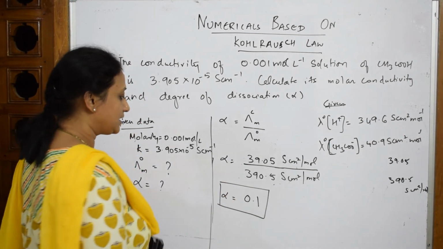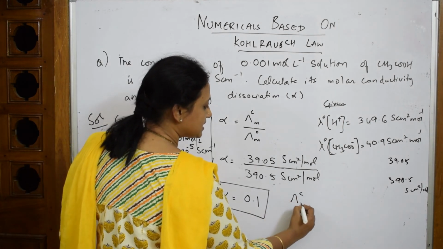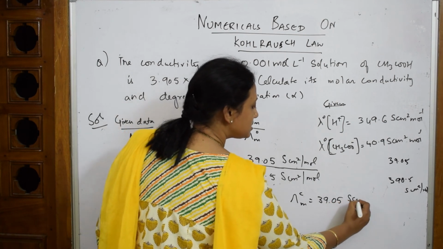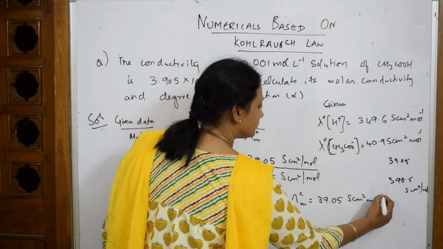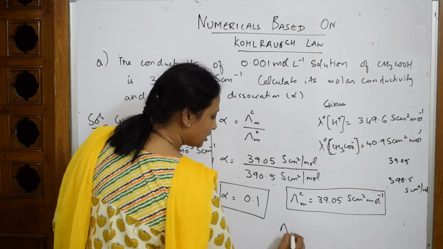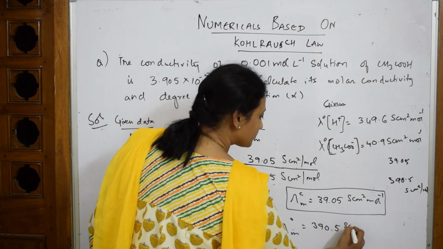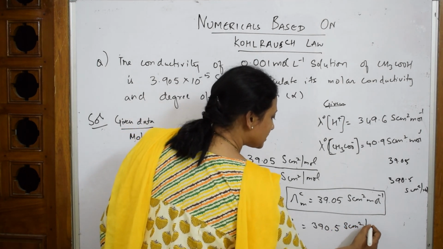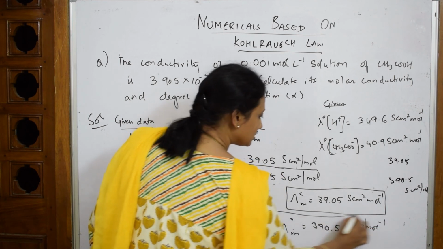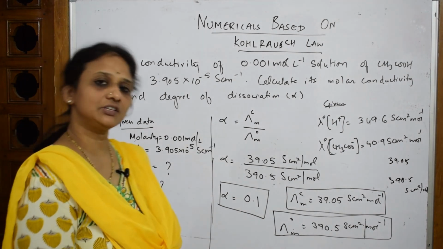So let us write the final answer. This is one answer: lambda m is 39.05 Siemens centimeter square mole inverse. The other answer would be the molar conductivity at infinite dilution, which is equal to 390.5 Siemens centimeter square mole inverse. And the degree of dissociation is the next one. So three answers. You'll be getting 3 marks for this.